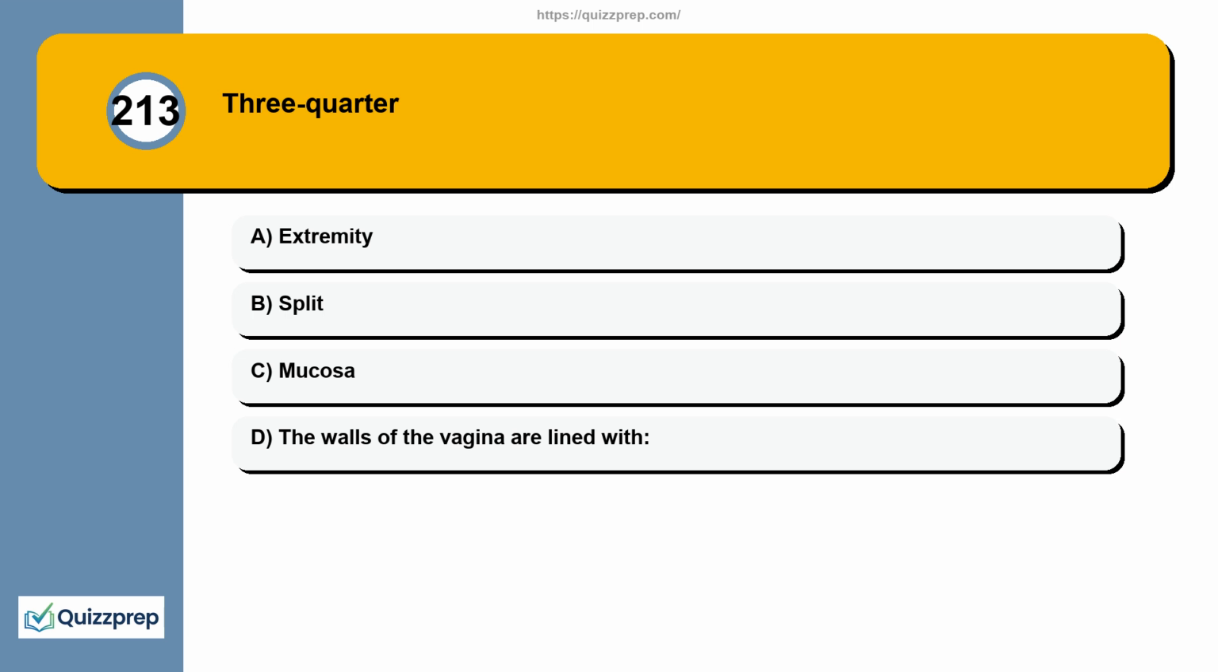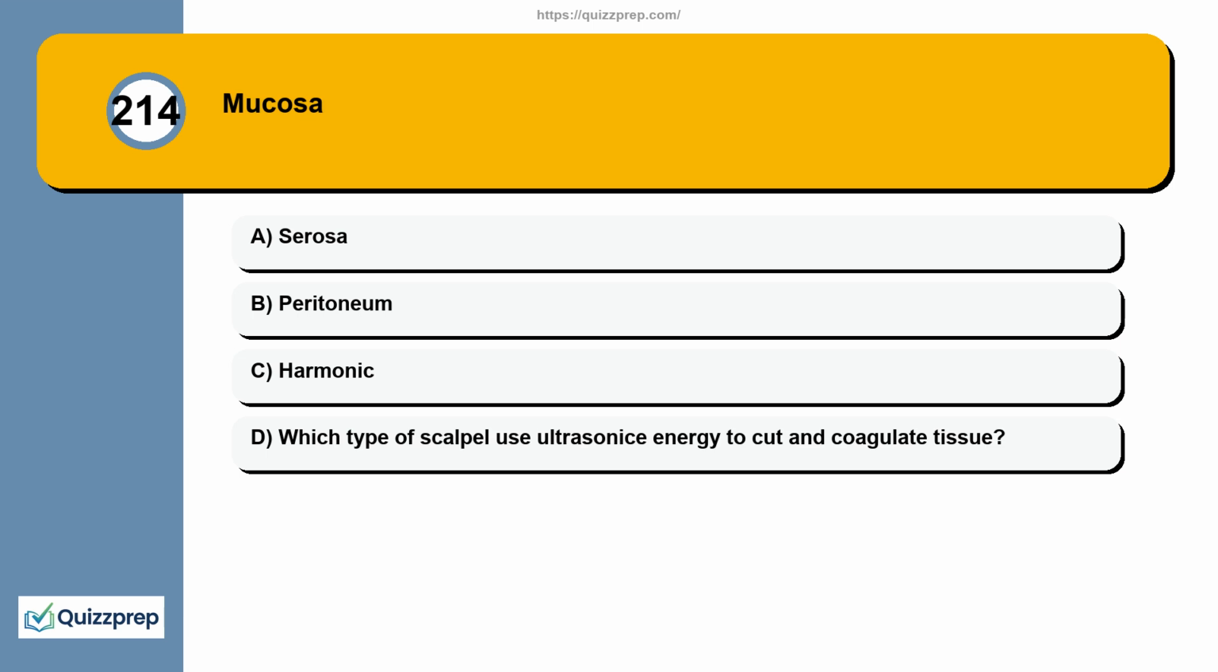The correct answer is option N/A. Question 214: Mucosa, option A; serosa, option B; peritoneum, option C; harmonic, option D. Which type of scalpel uses ultrasonic energy to cut and coagulate tissue?